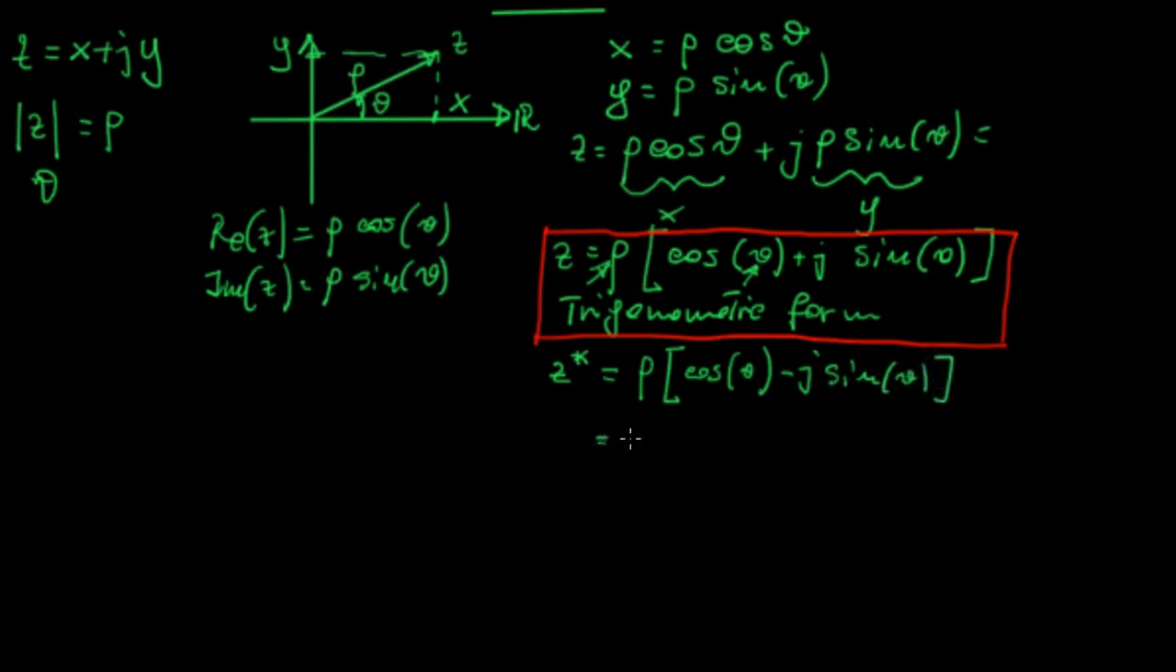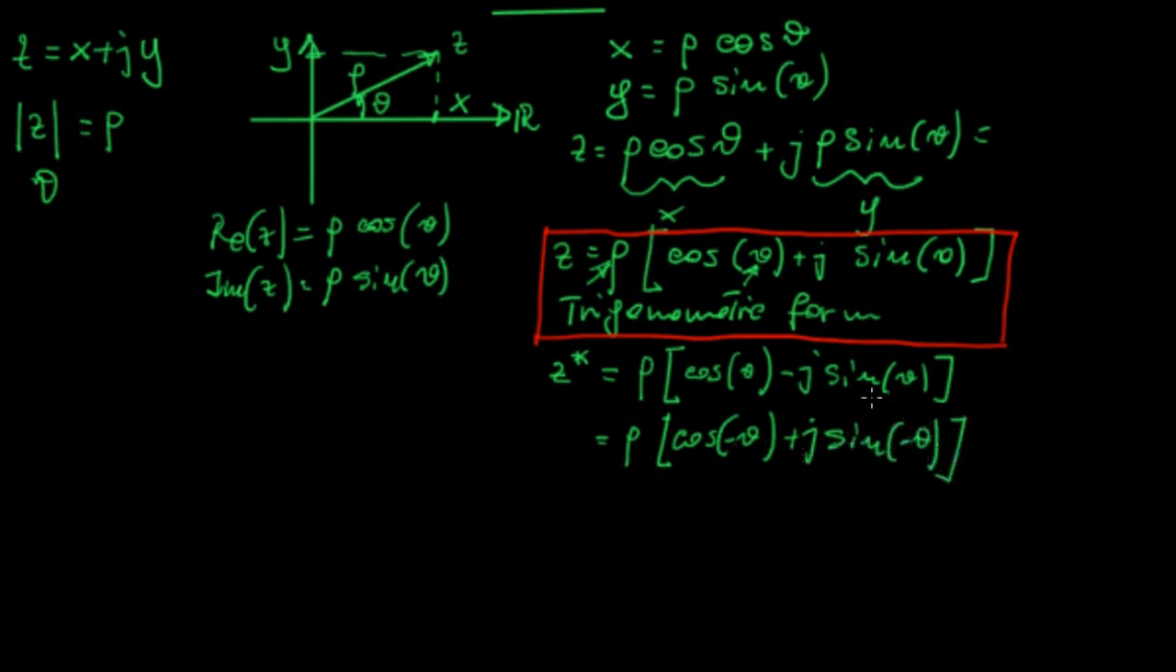And this is equal to rho. Well, just remember some basic trigonometry. The cosine of theta is equal to the cosine of minus theta, and minus sine of theta is simply given by the sine of minus theta.